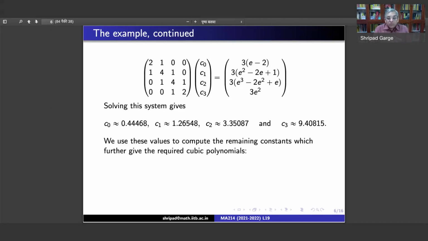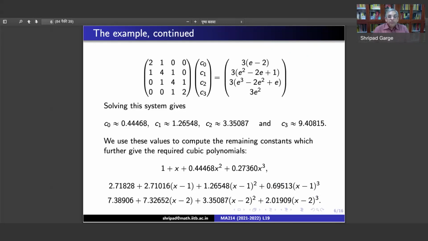aj's are already known, and together with all these values, we will have the corresponding cubic polynomials to be these polynomials. The very first one is the polynomial which is valid for the interval 0 to 1. The next is valid for the interval 1 to 2. And then we will have the final polynomial which is going to be valid for the interval 2 to 3. So this is what we have in case of the cubic clamped spline interpolant for the function f of x equal to e power x for the interval 0 to 3.